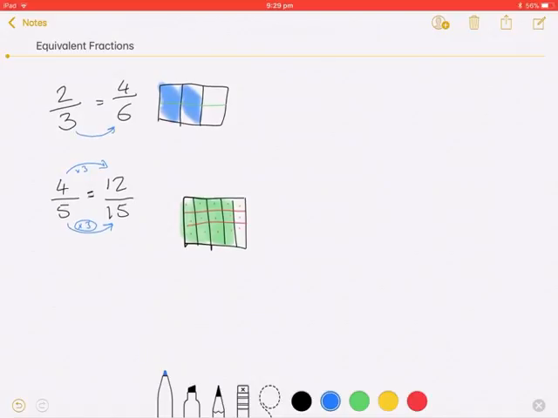Let's see if that applies for this one. 3 times what is 6? 3 times 2 is 6. So whatever I do to the denominator, I have to do to the numerator. 2 times 2 is 4.